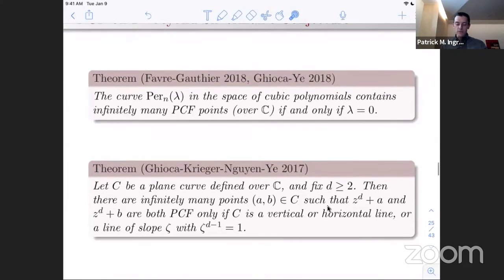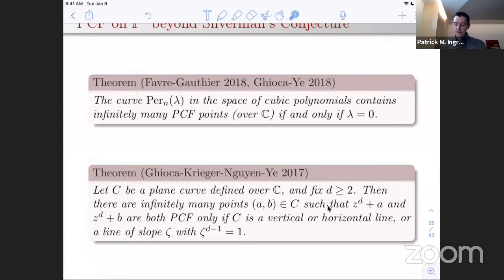And then here's a different result that I asked about at an AIM conference. If you know the original theorem of Andre, this looks quite a lot more like that specific theorem. So if you have a curve in the plane, this is over the complex numbers now, you ask how many curves have infinitely many points (a, b) such that z^d + a and z^d + b are simultaneously post-critically finite?